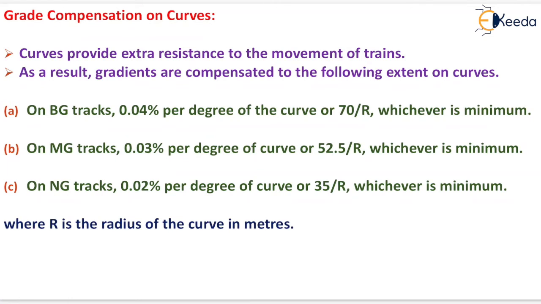On narrow gauge tracks, 0.02% per degree of curve or 35 upon R, whichever is minimum, where R is the radius of the curve in meter.